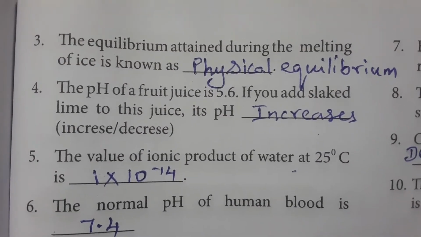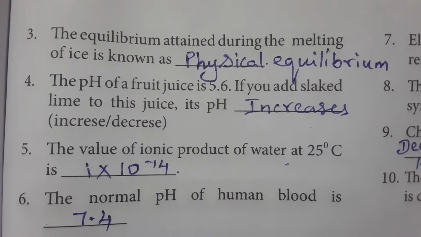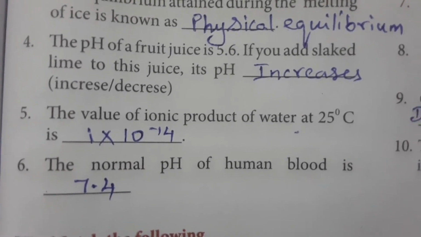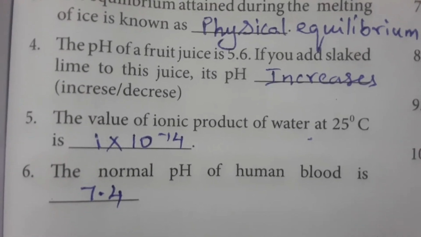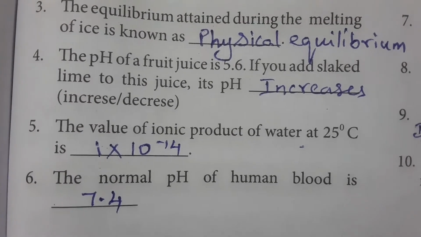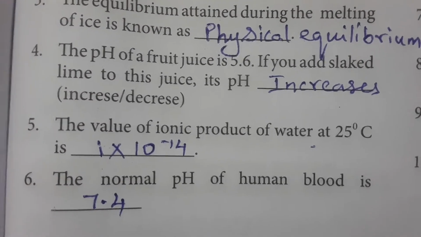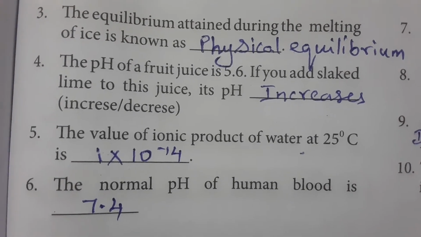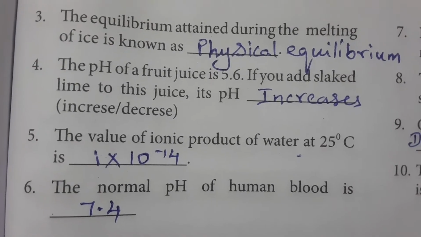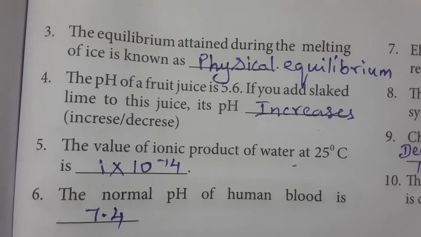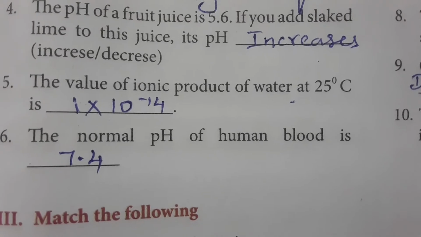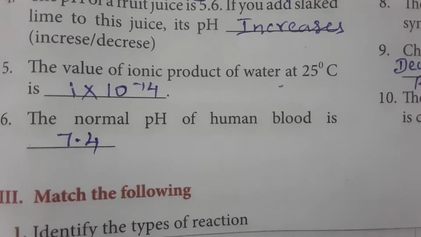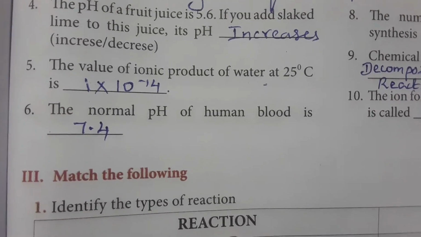The equilibrium attained during the melting of ice is known as physical equilibrium. The pH of a fruit juice is 5.6. If you add slaked lime to the juice, its pH increases, because already the pH is 5.6. If you add more and more, the juice also becomes basic in nature, so the pH increases. The value of the ionic product of water at 25 degrees centigrade is 1 into 10 power minus 14. The normal pH of human blood is 7.4.